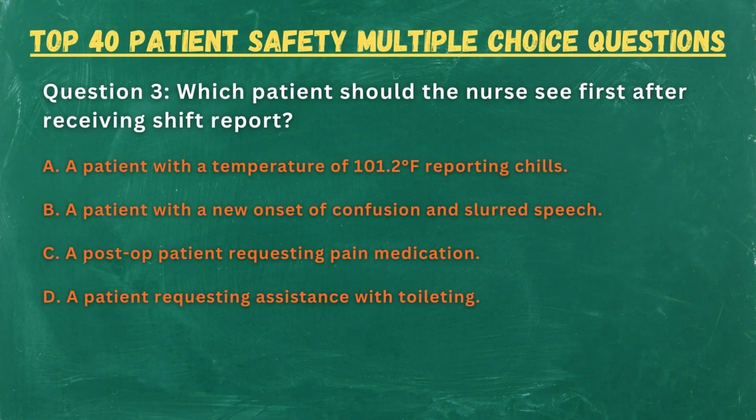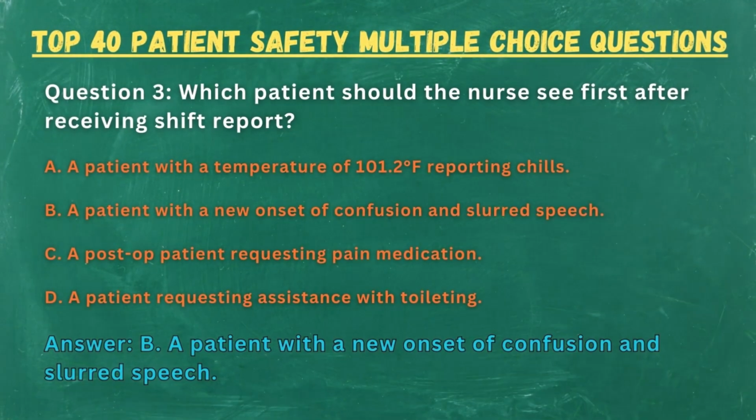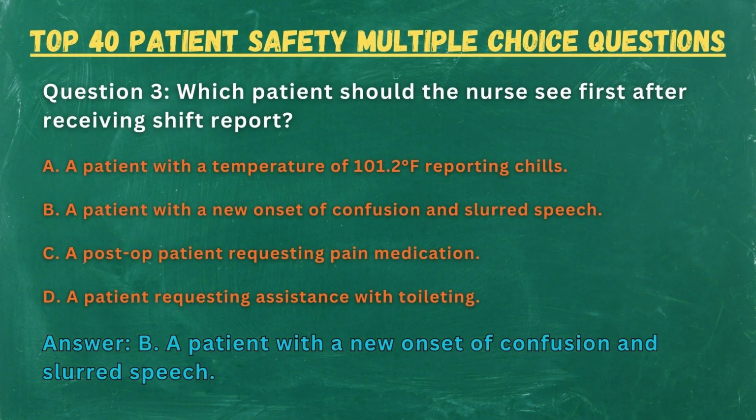Question 3. Which patient should the nurse see first after receiving shift report? A. A patient with a temperature of 101.2 degrees Fahrenheit reporting chills. B. A patient with a new onset of confusion and slurred speech. C. A post-op patient requesting pain medication. D. A patient requesting assistance with toileting. Answer. B. A patient with a new onset of confusion and slurred speech.